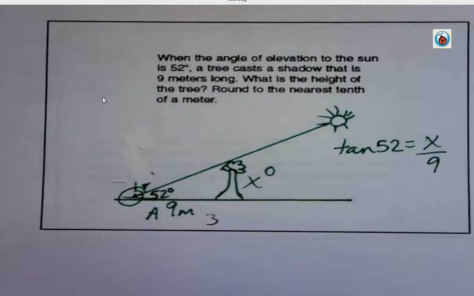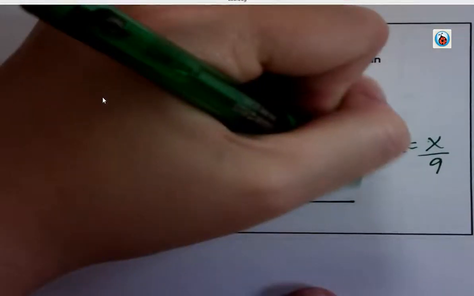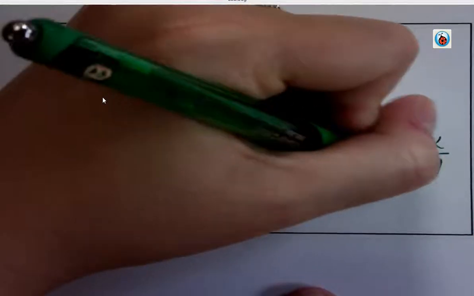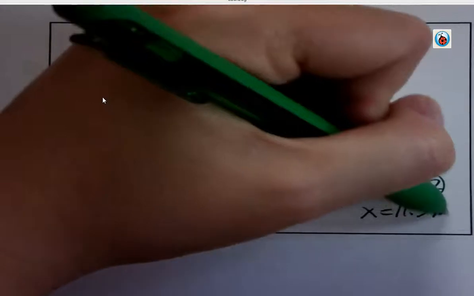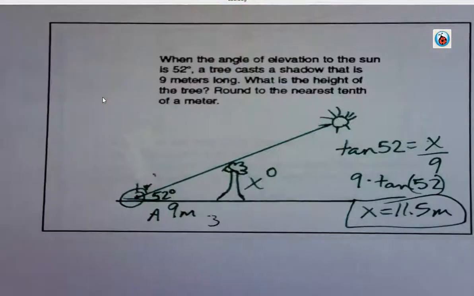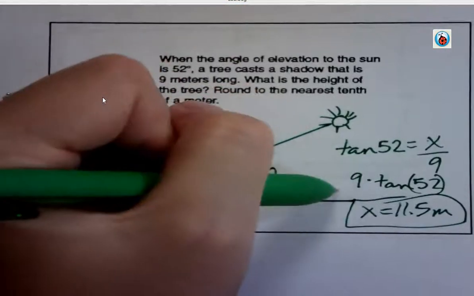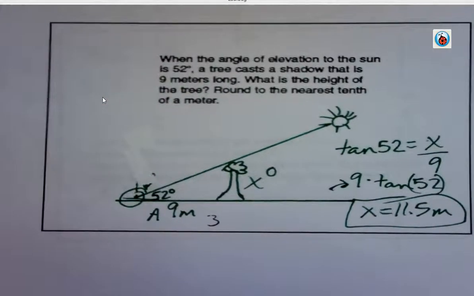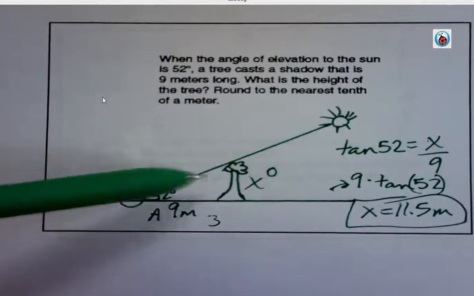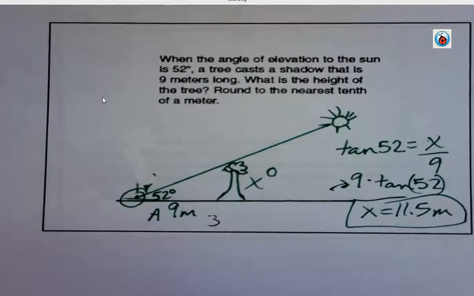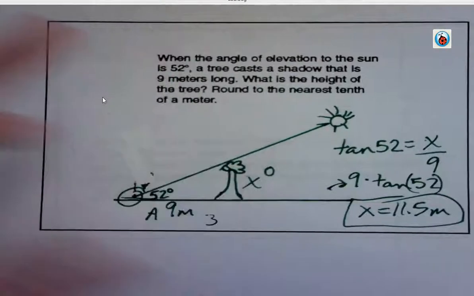It's really nice because all we have to do is multiply 9 times the tangent of 52, and x is going to be 11.5 meters. So this is what you put in the calculator. Okay, so it's pretty simple. The hardest part is just knowing what to draw and where to put that angle. Okay, let's move on to the next one.